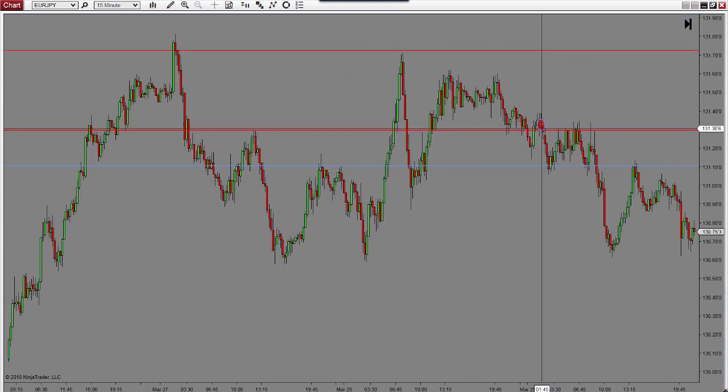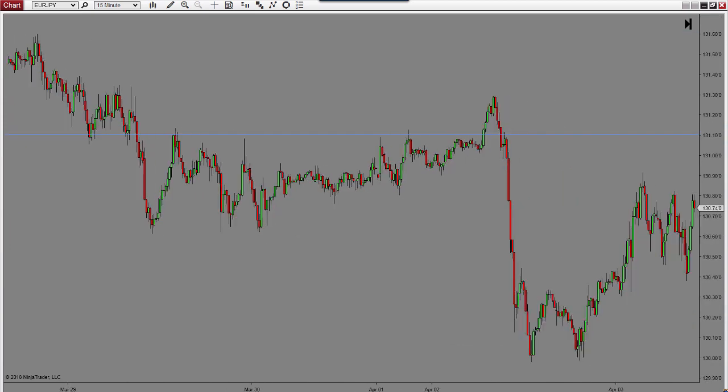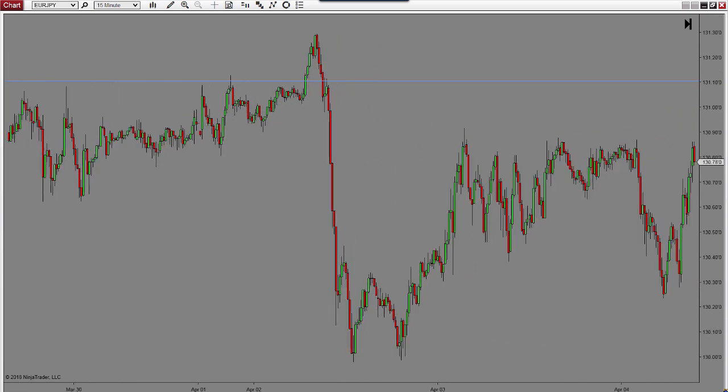Okay. Here's a red ellipse associated with this red line. Got a decent trade there. So you can see, guys, it looks to me like it's increasing the probabilities very nicely and reducing the noise.